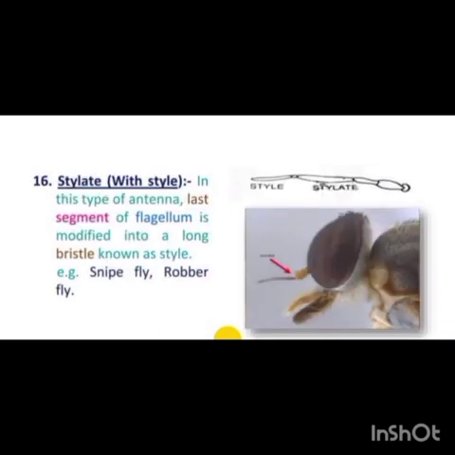16. Stylate, with style. In this type of antenna, the last segment of the flagellum is modified into a long bristle known as style, e.g. snipe fly, robber fly. Here is the picture of stylate antenna.